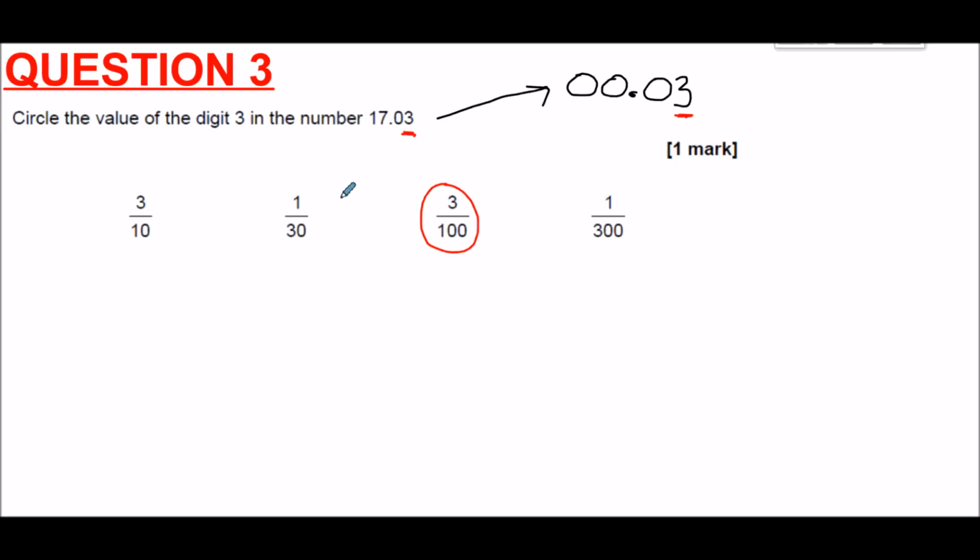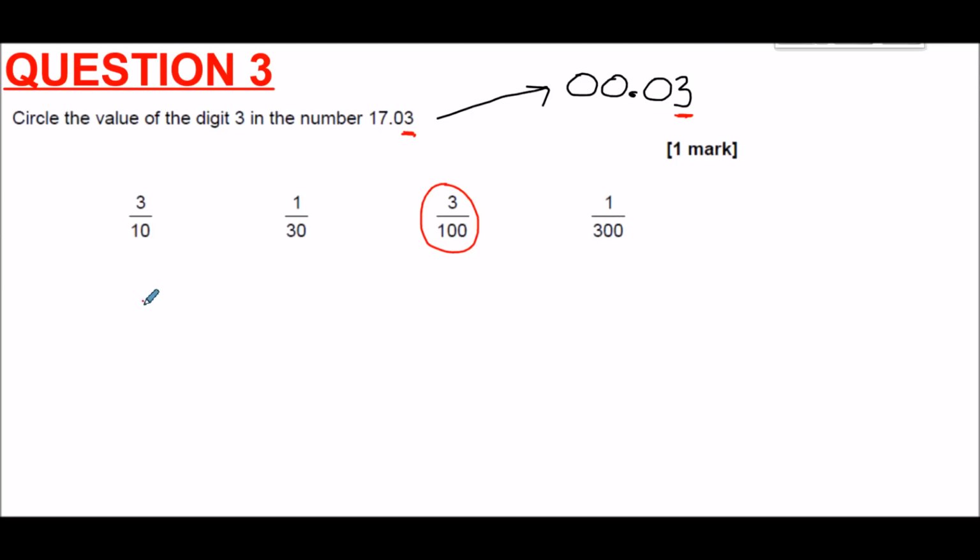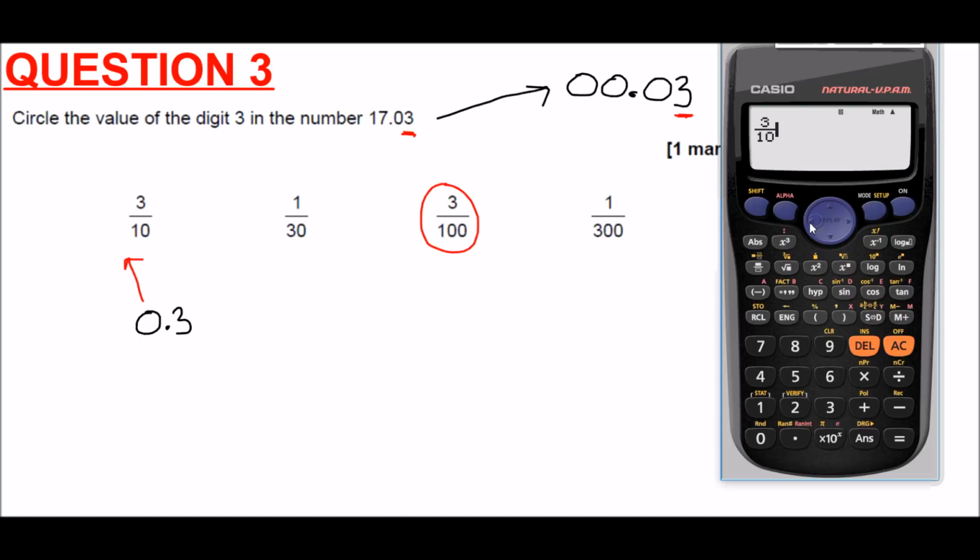Another way you could have done this is by trying each of these and seeing what the answer would be on your calculator. For example, 3 over 10, the first one, that's 0.3. Now that 3 is in a different position to the 3 here. 1 over 30, just go back and edit the number.